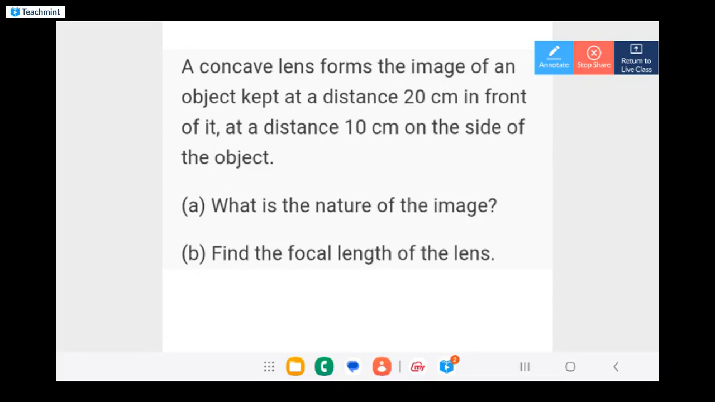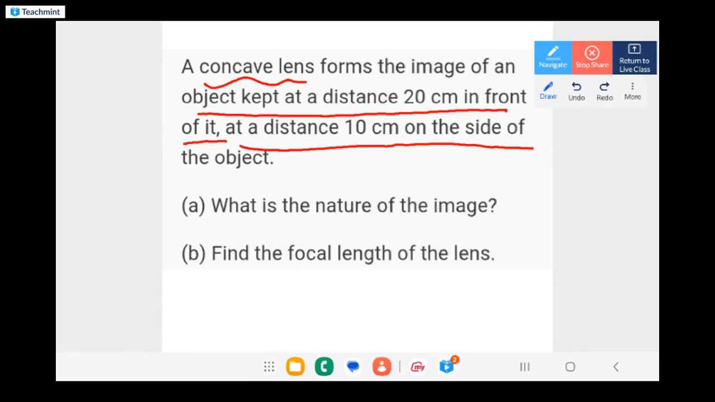Okay, maybe you will answer this. There is a concave lens that forms an image of an object kept at 20 centimeter in front of it. It's a concave lens already given to you. At the distance 10 centimeter on the side of the object. Side of the object means on the same side of the object. Wherever object is kept on the same side, you're going to get the image. So what is the nature of the image? And you have to find the focal length of the lens.